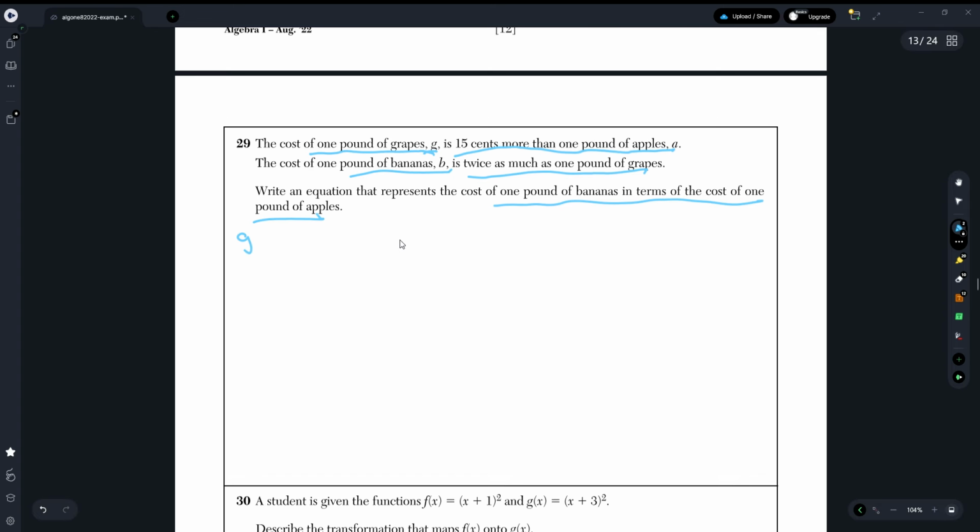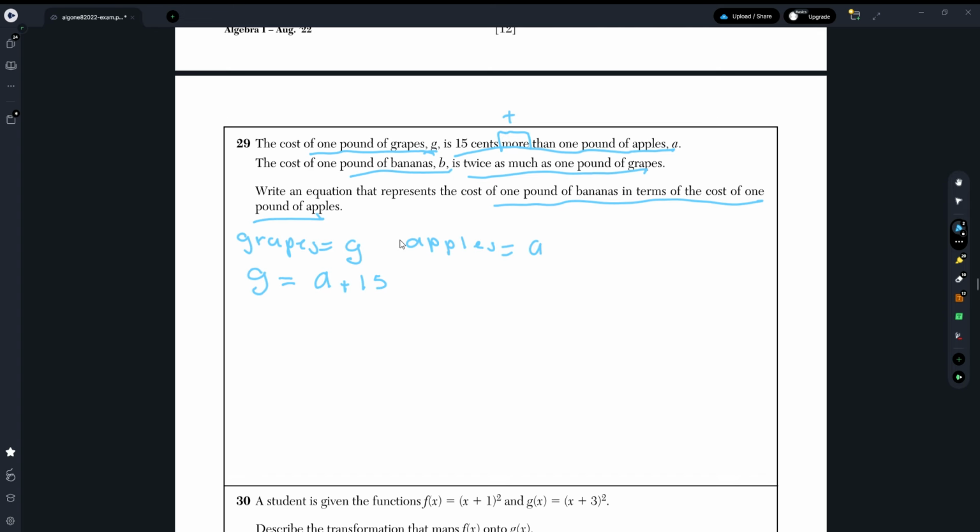So I'm just going to go ahead and write down everything that they just told me. So I know that grapes is equal to G, and I know that grapes, or G, is equal to 15 cents more than 1 pound of apples. So I'm going to write apples is equal to A. And they just told me that my grapes is 15 cents more, right? Whenever you say more, that's the same thing as saying adding it. So I know that it's A, or apples, plus 15, right?